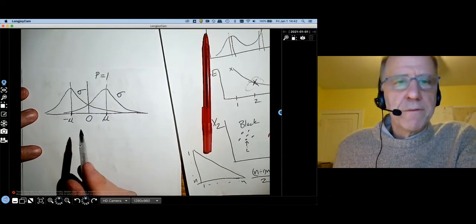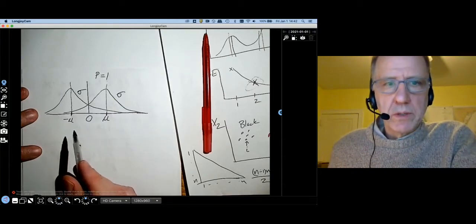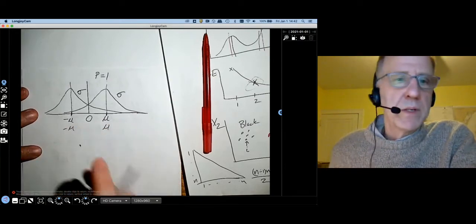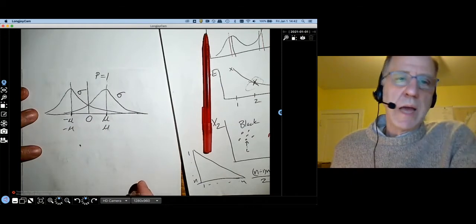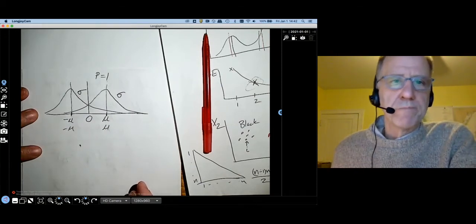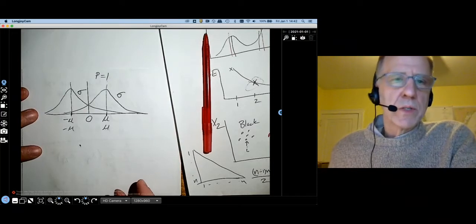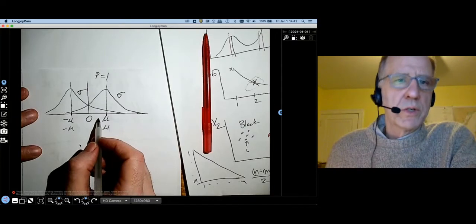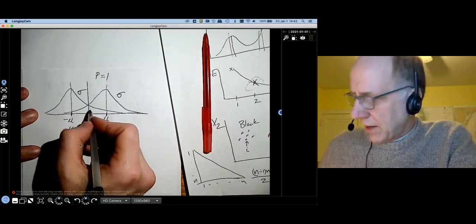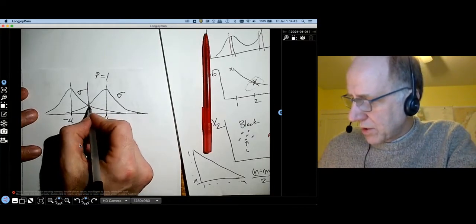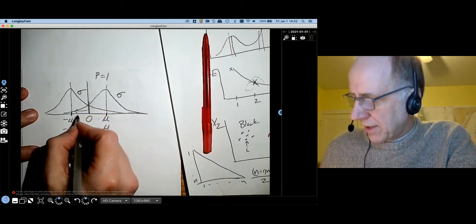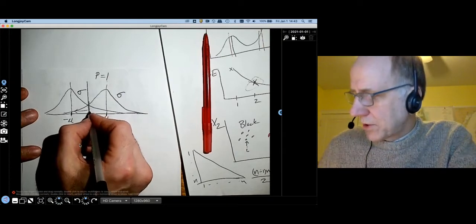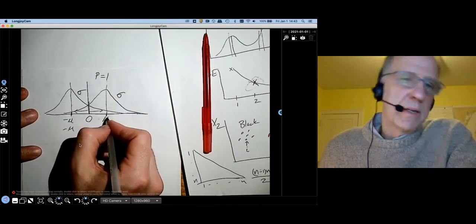Now, I'm going to make life even easier for K-means and give it mu and minus mu as the starting values. So this is the absolute perfect world for K-means. What's the next thing that K-means is going to do? It will assign every observation to the closest cluster centroid. With these as starting values, all observations less than 0 are going to get assigned to negative mu, this mean. All observations greater than 0 get assigned here.